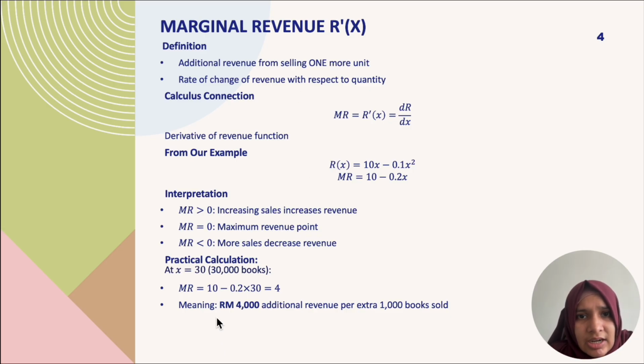Take the 30,000 unit mark as an example. The MR is 4. The positive value confirms that the market is not yet saturated. Increasing production remains a profitable decision.